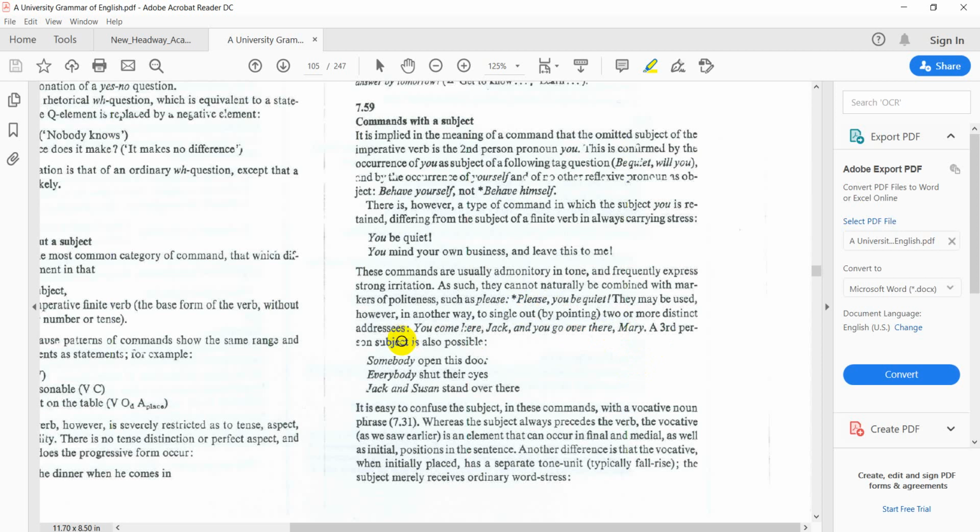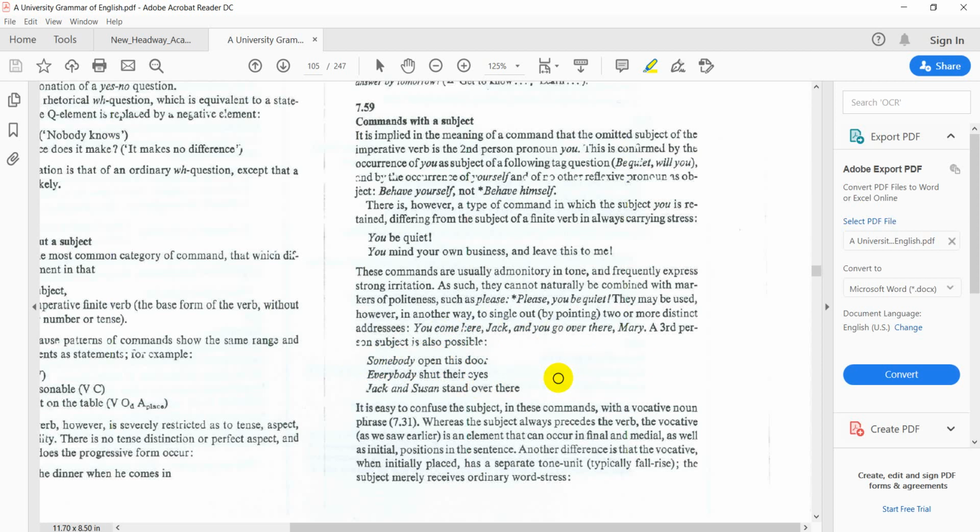They must be used, however, in another way: to single out by pointing. We point to two or more distinct addressees. You come here, Jack. And you go over there, Mary. A third person subject is also possible. Sometimes we use it. So we say, "Somebody open the door." Somebody open the door.